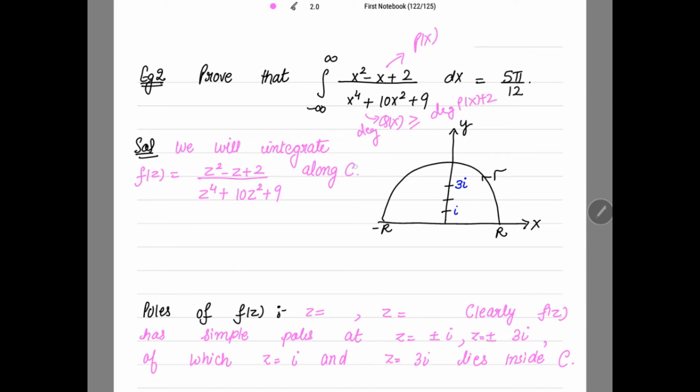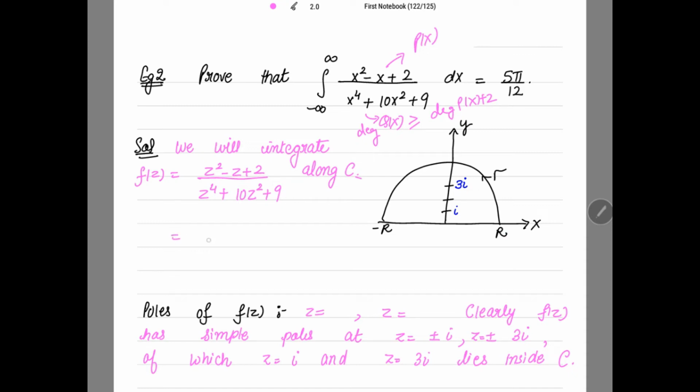So we will integrate f(z) in terms of z, the same function, along the contour C, and you have to write again that C is the contour which consists of the real axis from minus R to R, and then this semicircle tau, which is from plus R to minus R. This you have to write every time.